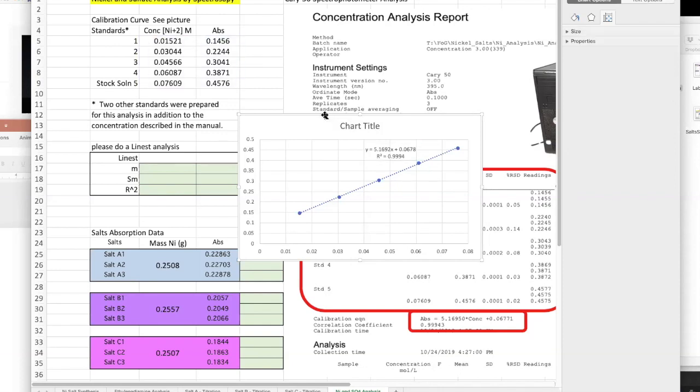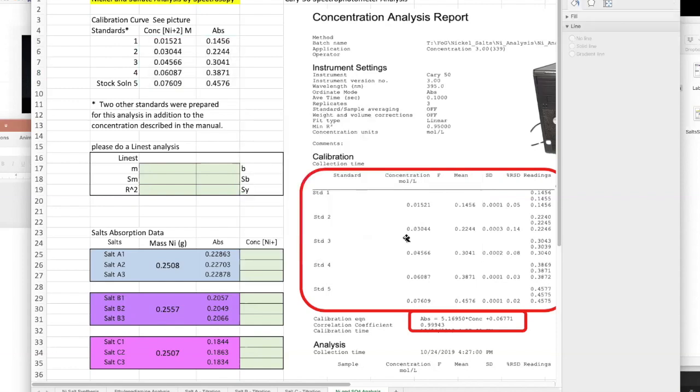Once you have this, you can get the equation of the line, which should match this right here. And then you want to do a LINEST on this because I want to see what your true slope is, what your true intercept is, and then the errors on that. Once you have the equation of the line, this is your data for your different salts.